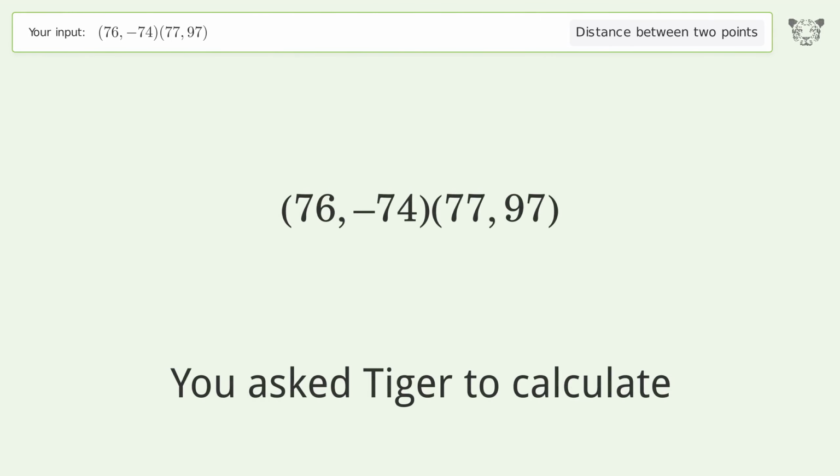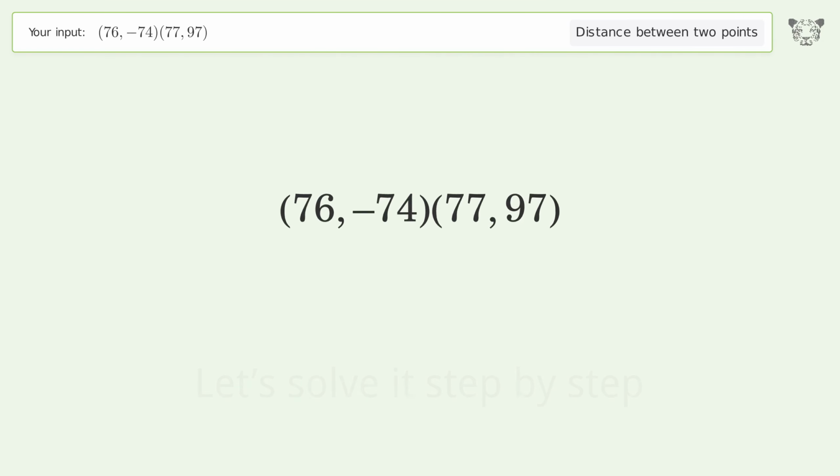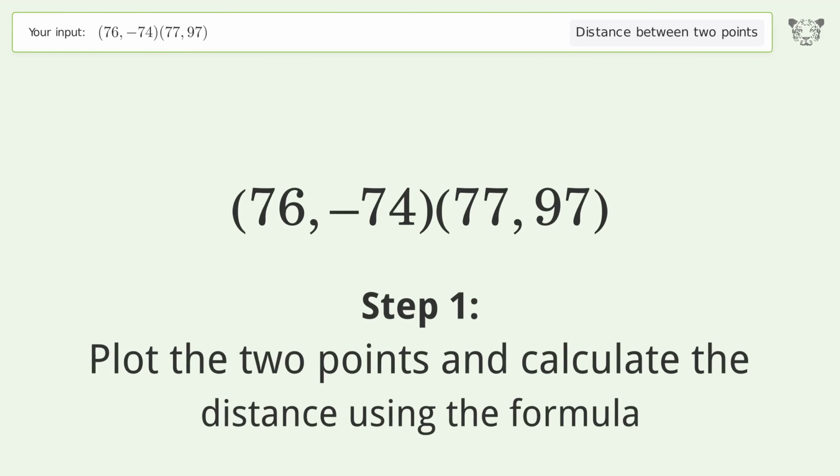You ask Tiger to calculate. This deals with the distance between 2 points. The distance between the 2 points is the square root of 29,242, or 171.003. Let's solve it step by step. Plot the 2 points and calculate the distance using the formula.